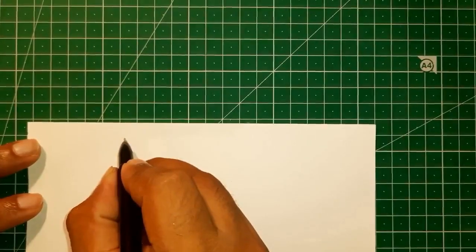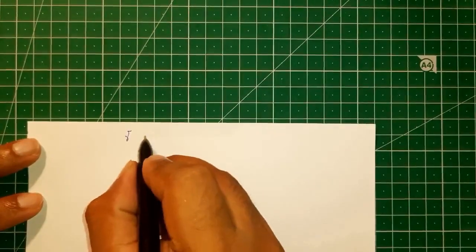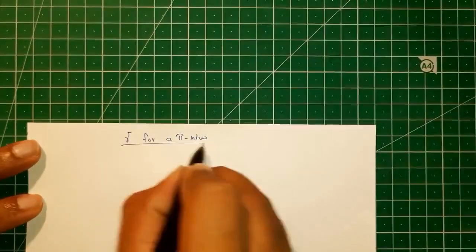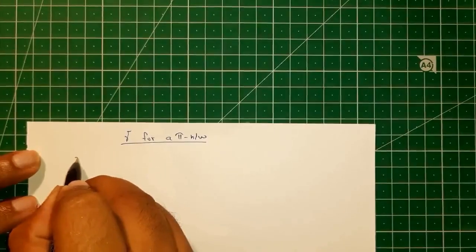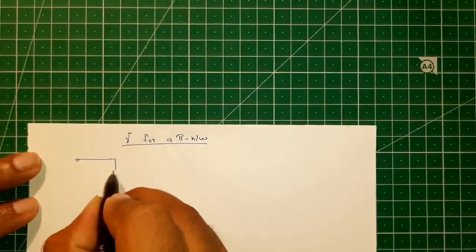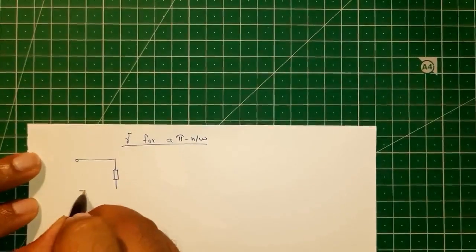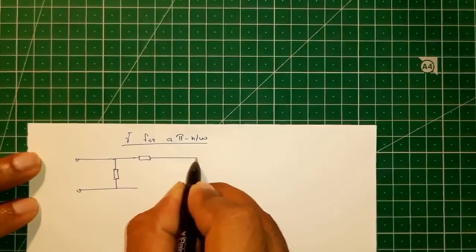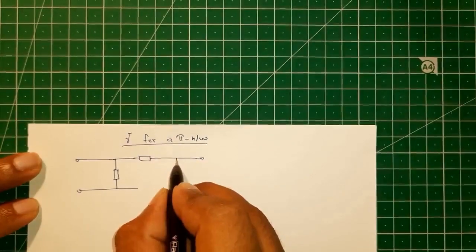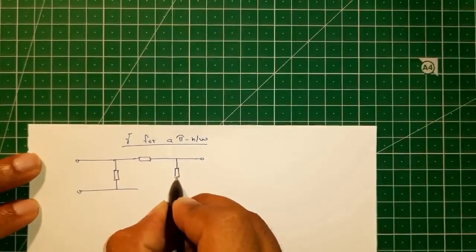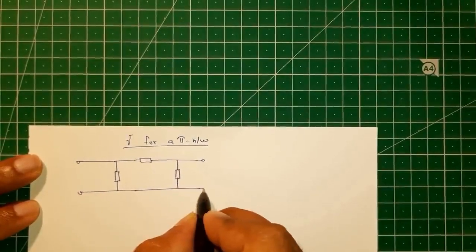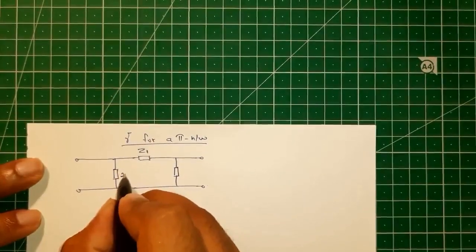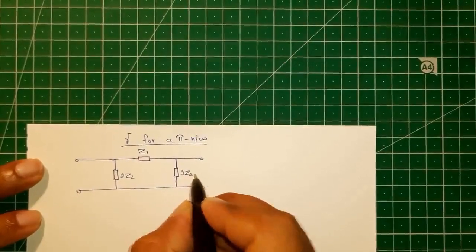Now we will evaluate the propagation constant gamma for a general pi network. So just like before, we will draw this general pi network in a manner such that the total series arm impedance will be equal to Z1, and the total shunt arm impedance will be equal to Z2. So this should be equal to Z1, and these should each be equal to twice Z2.